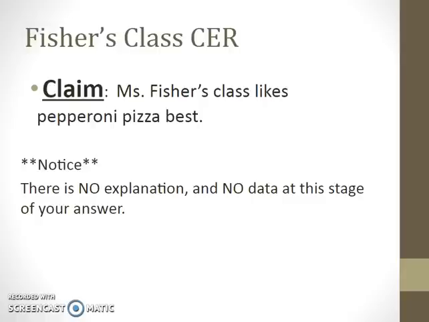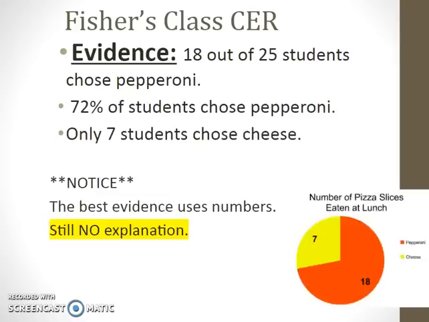Then next is your evidence. What evidence do you have that supports this claim? Well, here's your evidence, and you're using complete sentences, even though we're using numbers. 18 out of 25 students chose pepperoni. That's your first piece of evidence. 72% of students chose pepperoni. You're saying the same thing, you're just putting it in a percentage this time. And then only 7 students chose cheese.